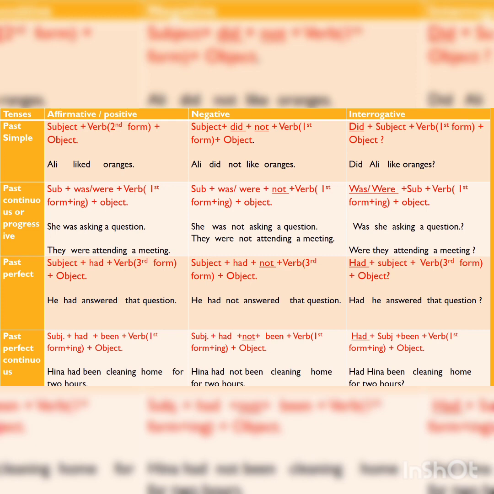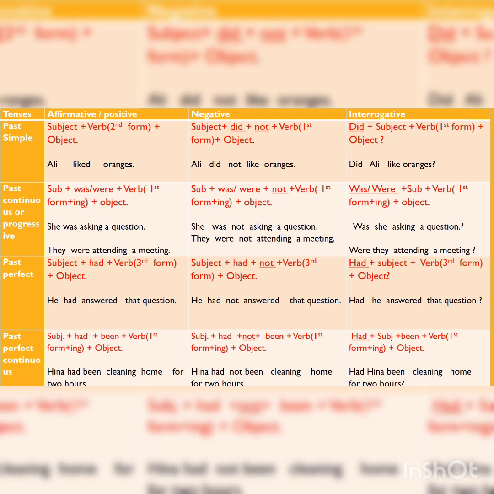In negative sentence, the structure is subject plus had plus not plus third form of verb plus object. For example, he had not answered that question. Whereas in interrogative sentence, the structure is had plus subject plus third form of verb plus object. For example, had he answered the question?